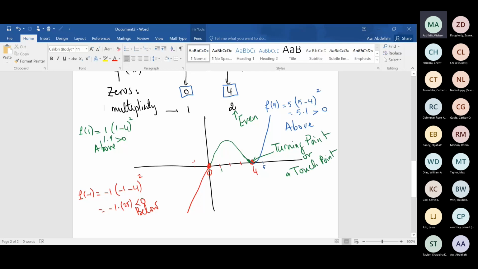Okay? We're going to abbreviate with TP. TP means turning point or touch point. When the multiplicity is even, the graph will never cross the x-axis. When the multiplicity is even, the graph does not cross the x-axis, right? When the multiplicity is odd now, the graph will cross the x-axis.